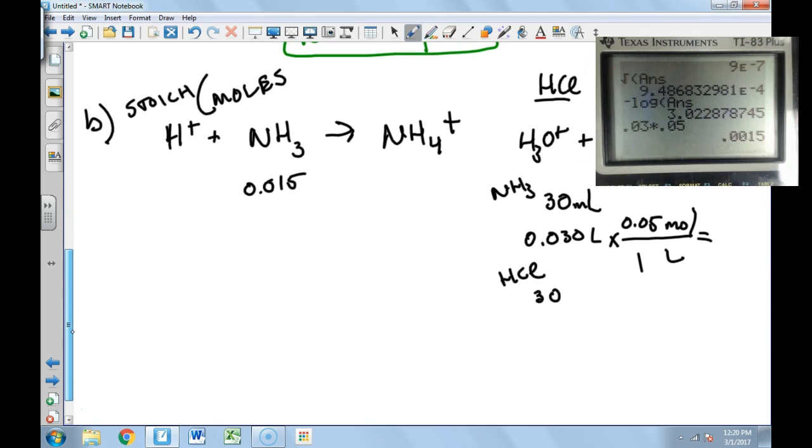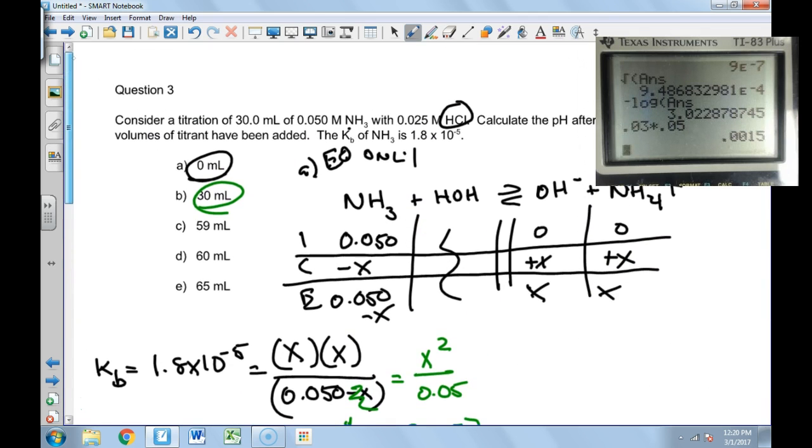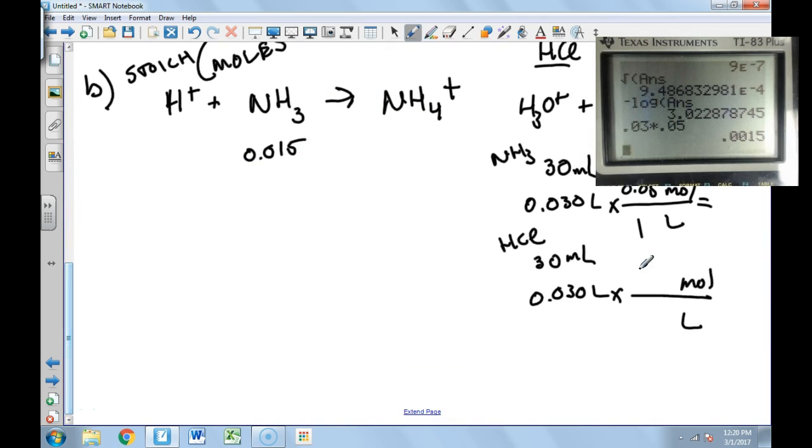Now there's 30 milliliters of HCl, so we do the same type of calculation: 0.030 liters times the concentration of HCl in moles per liter. The concentration is half of that, so 0.025. So 0.03 times 0.025 is 0.00075.